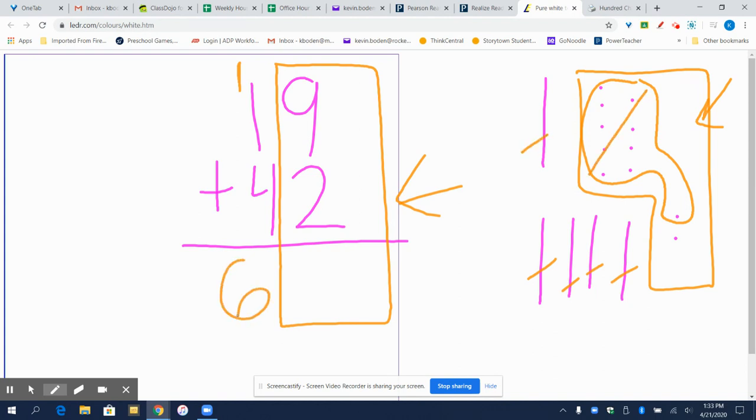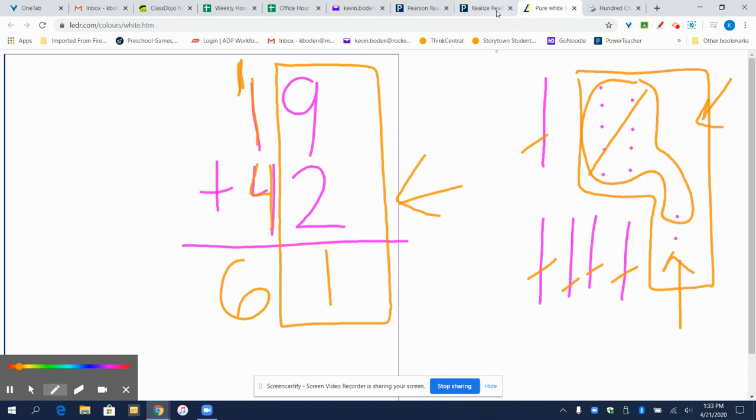And if you don't believe me, watch. We have 4 plus 1 is 5. 5 plus one more right there equals 6. And then how many ones do we have left over? Well, there's just that cute little one right there. So we write there's 1 in the ones place left. So our answer, 19 plus 42, is 61.